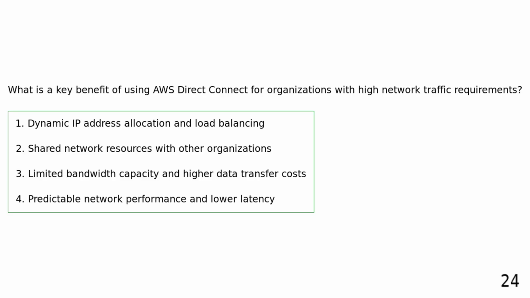What is a key benefit of using AWS Direct Connect for organizations with high network traffic requirements? Dynamic IP address allocation and load balancing. Shared network resources with other organizations. Limited bandwidth capacity and higher data transfer costs. Predictable network performance and lower latency.